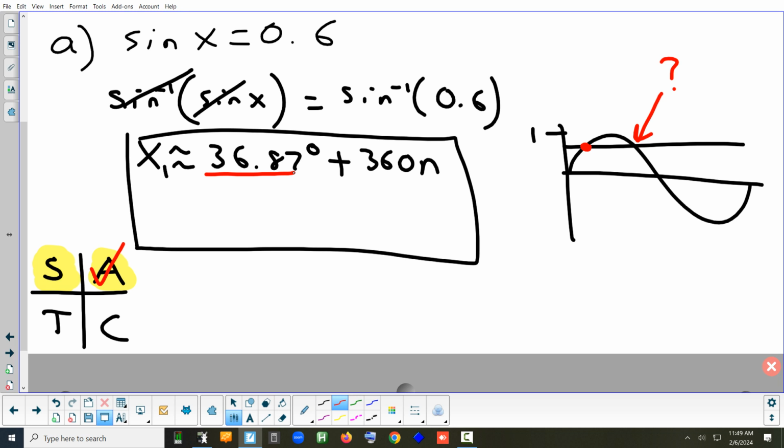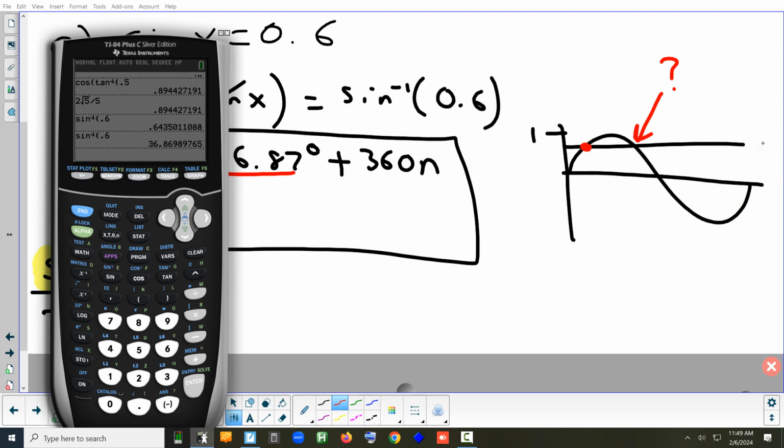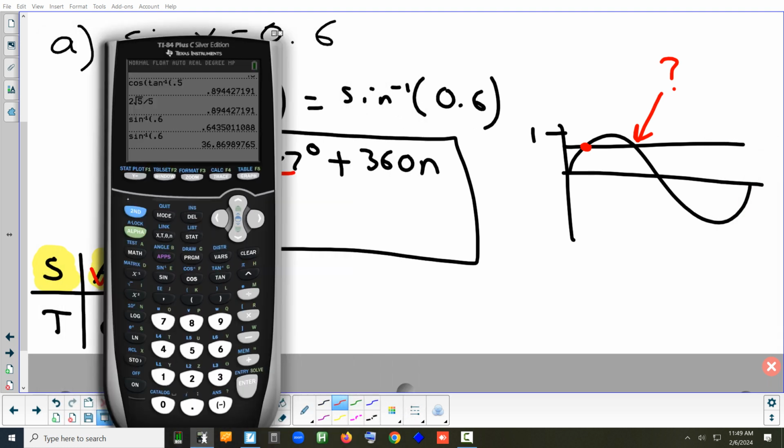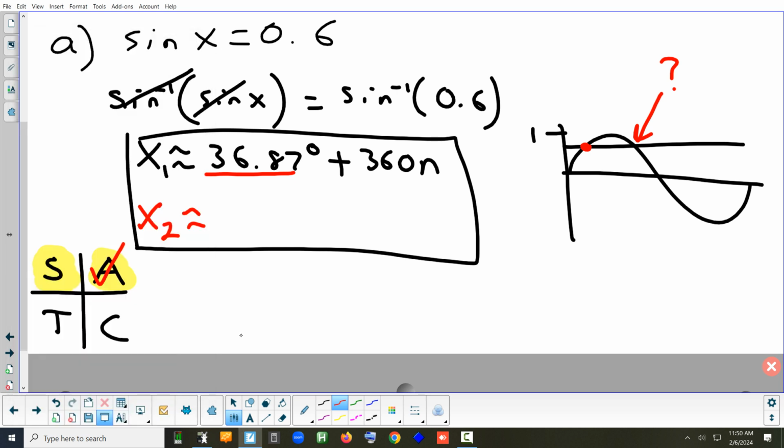That's a reference angle. Does anybody remember what the formula is to find the answer in quadrant 2? We have to subtract that number that we have there from 180. Yes. And that's going to be the reference angle for the second one. So that's going to be our other answer. So 180 minus, I still have the last answer on the screen, so I can just do 180 minus what I had before. And the other answer is 143.13.